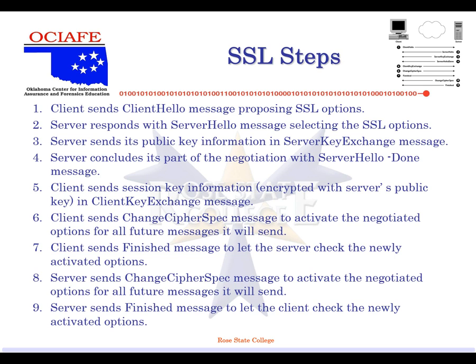Number 6, the client sends the cipher spec to activate the negotiated options. And all future messages will be sent that way. In other words, here's how we're going to communicate. Number 7, the client sends its finished. And number 8, the server responds back to activate the negotiated options. So, okay, those look good to me. Then it's finished on step 9.